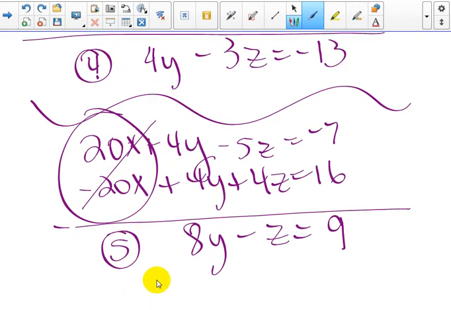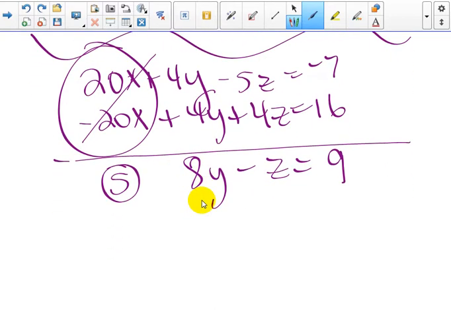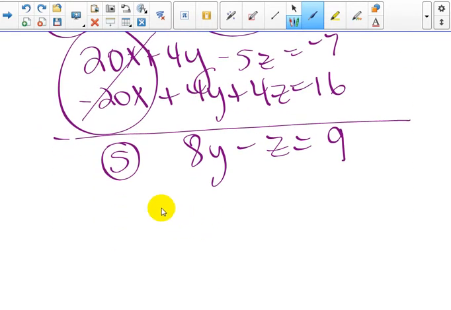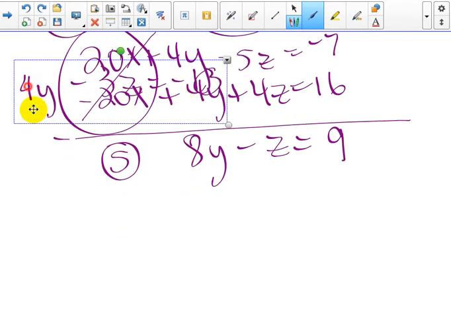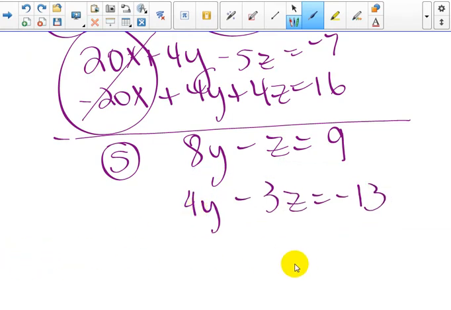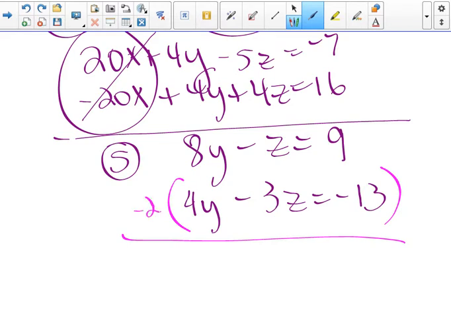With our equation 4 and 5, let's eliminate either y or z. And I'm just going to eliminate our y. So I've got this, and I'll just put it down here. All right, so now what do I need to do to eliminate my y? Well, I'm going to multiply it by a negative 2. And I'm going to multiply everything by a negative 2. So I'm going to get a negative 8y plus 6z equal positive 26.